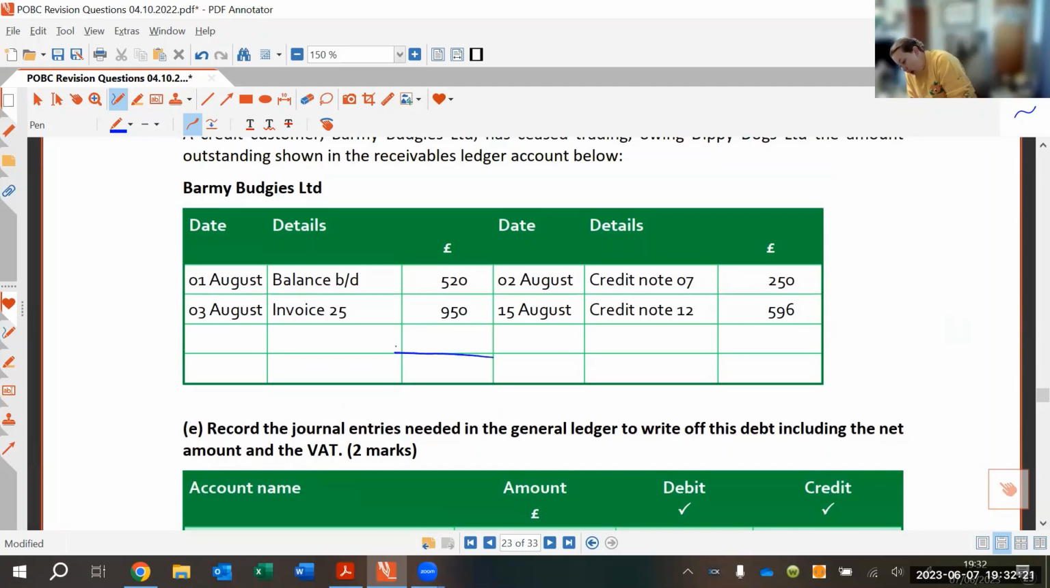So what do they owe? We work that out first of all. What do we think the amount is outstanding on the account? So it's just a case of balancing off the account for this one. They might ask you to do this in the exam. So I think that they owe us 624. Yeah, well done.